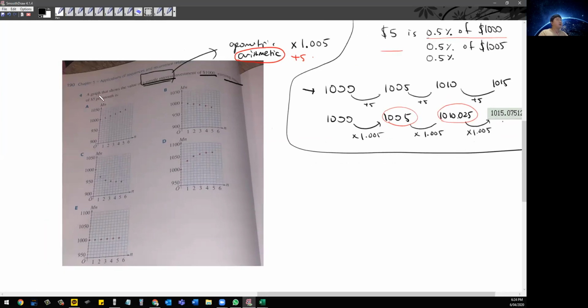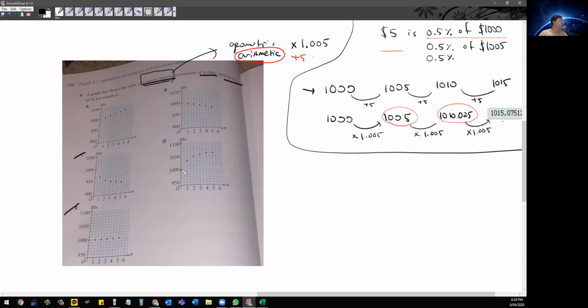Now, going back to this question, the graph that shows the value of simple interest. So this $1,000 earning $5 every month means it needs to keep going up, right? So this is not right. It means $1,000 is staying as $1,000, right? This means $1,000 is going down, so your money is worth less.